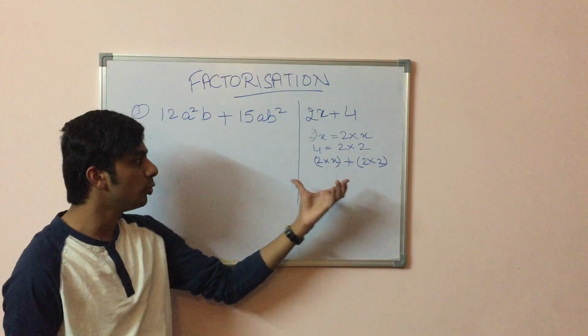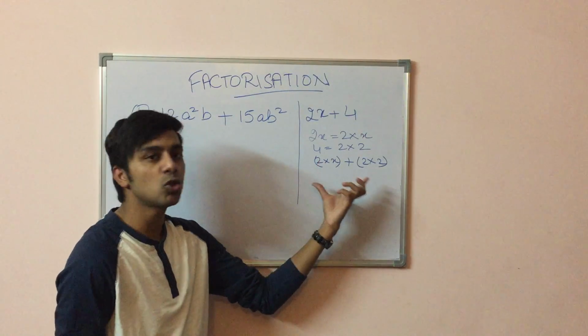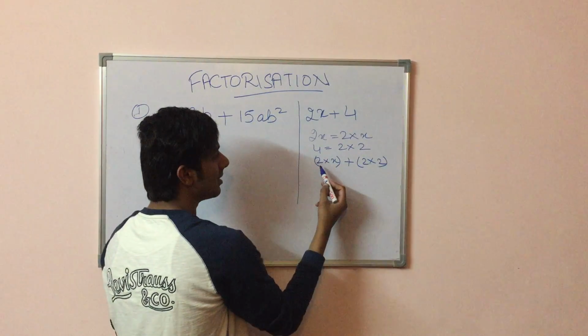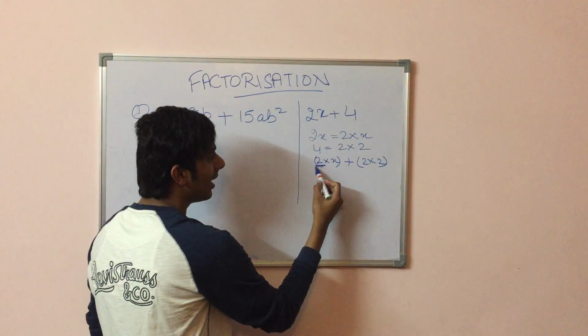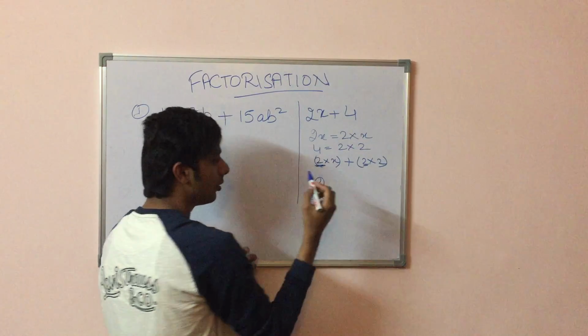Now just take out, using the distributive law, the number which is common in both the cases, right? So what is common in both the cases? 2 is common in both the cases. So this 2 is here also, and this 2 is here also. Just take 2 out, right?